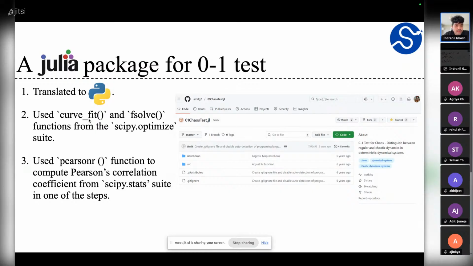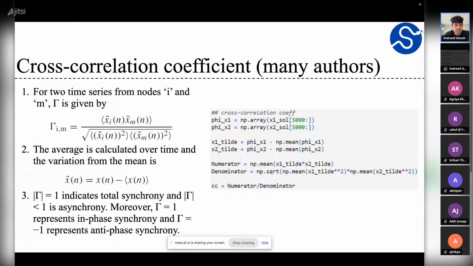So we used a curve fitting function and a root finding function from the SciPy.optimize suite. In one of the steps, you also needed to use Pearson's correlation coefficient function, which is Pearson R, to compute the measure. It comes from SciPy.stats. So you see, my research is very dependent on Python and open source software packages.